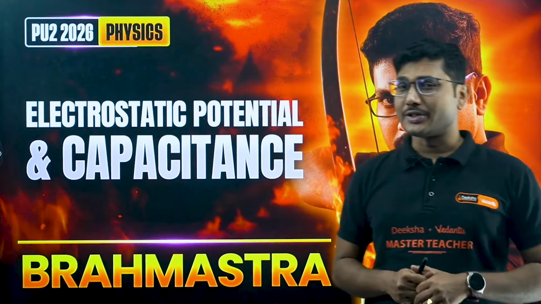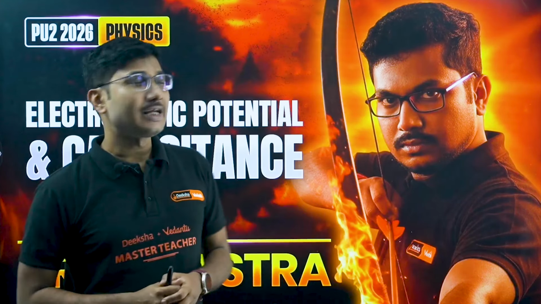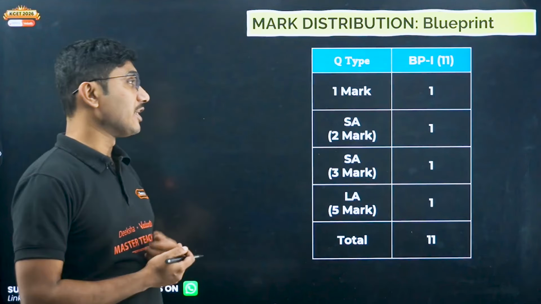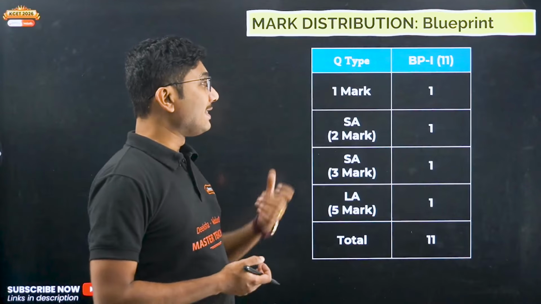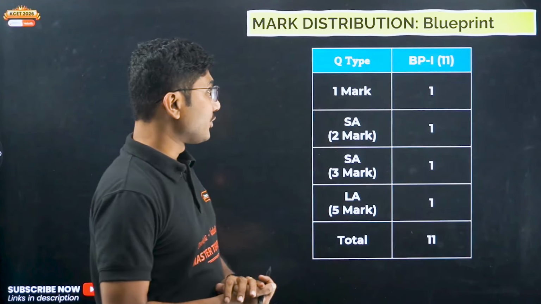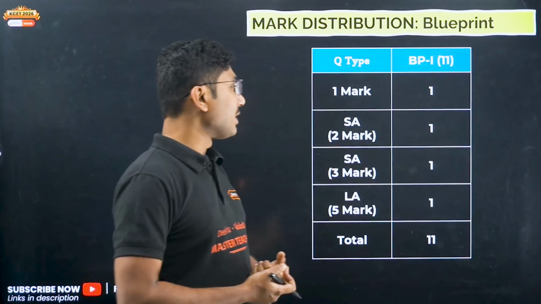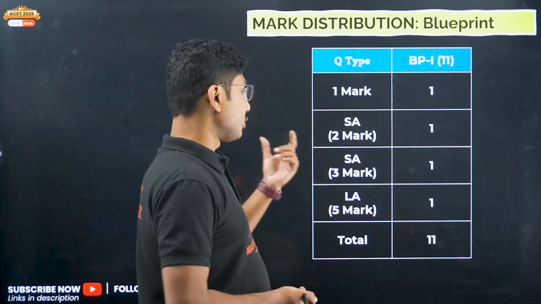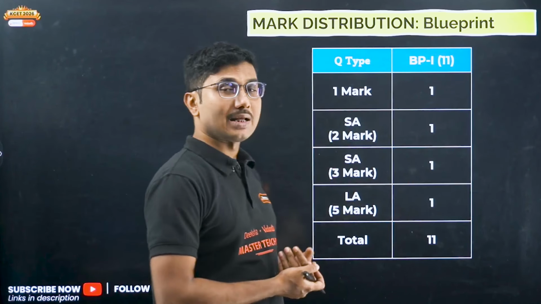Today I am going to discuss a very important chapter, electrostatic potential and capacitance. Before I start with this lecture, I just want to share the new blueprint from this chapter. Basically here they have mentioned 1 mark question. One of the questions will come from this chapter, and one question will come as short answer type, 2 marker, short answer type 3 marker will be there as 1 question, and long answer type 1 question.